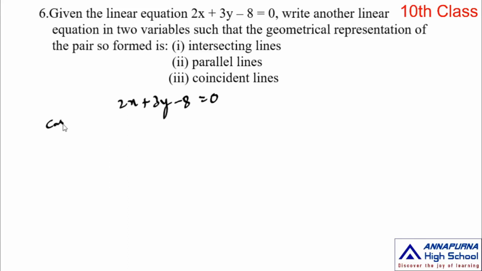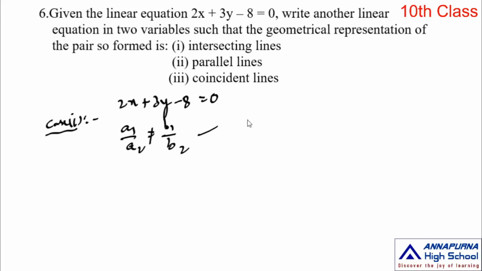So first, write another linear equation such that the graphical representation of the pair is intersecting lines. So what is the condition for intersecting lines? A1 by A2 is not equal to B1 by B2. This is the condition. By satisfying this condition, you can write any other equation.